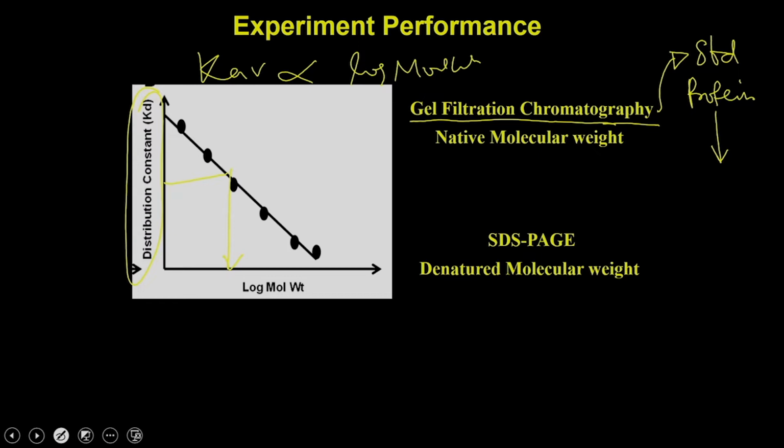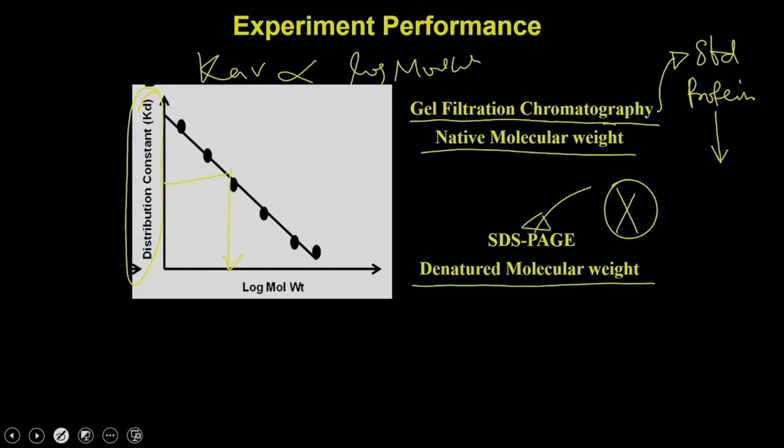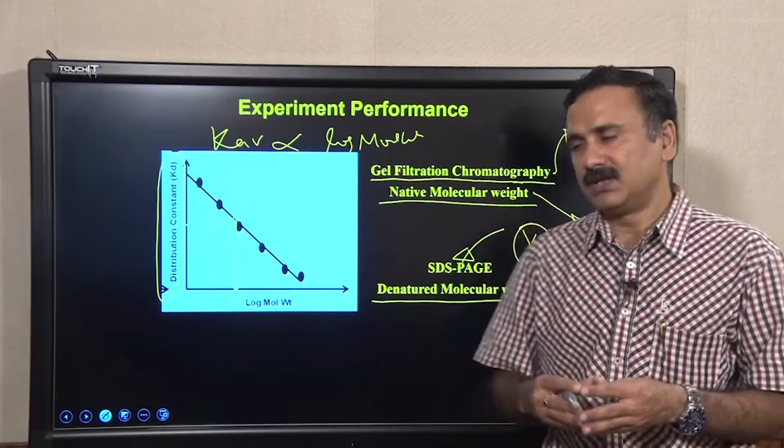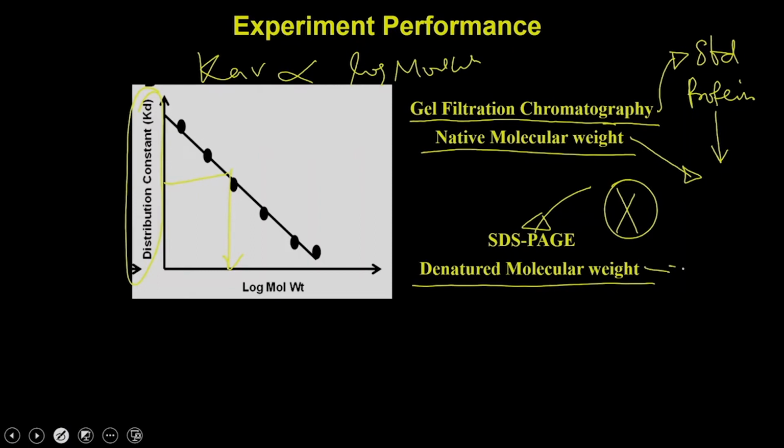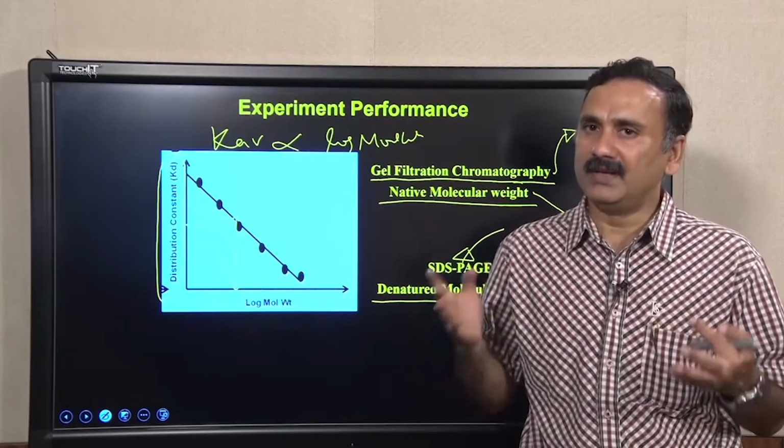Apart from that, you can also run protein X on SDS-PAGE, and that will give you the denatured molecular weight, whereas gel filtration chromatography is going to give you the native molecular weight. What is meant by native molecular weight is that if the protein is a dimer, it is going to give you the dimeric molecular weight, whereas the denatured molecular weight is going to give you the molecular weight of the monomer. Now, utilizing these two tools, gel filtration chromatography and SDS-PAGE, you can determine the oligomeric status.